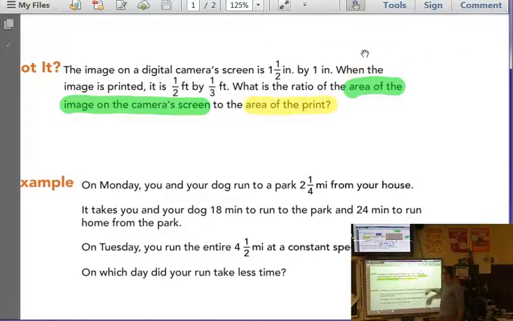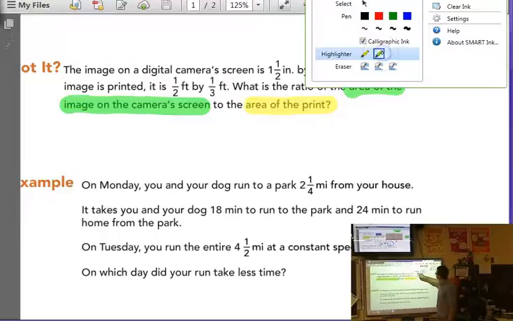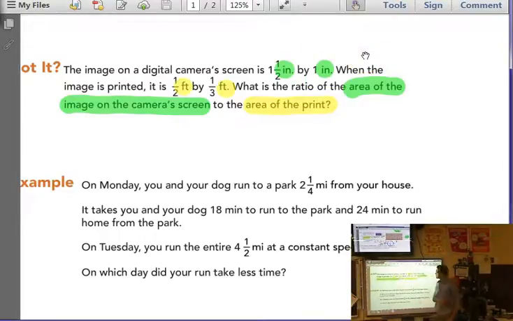I want you guys to try this on your own, but I want to get you started. What's the first concern that you see when you look at this problem? Ooh, haven't heard from you yet, Lily. We have inches for my screen, and we have feet for my print. It's easier to go to the smaller units. What's my smaller units here? Inches. Hayden, what's my conversion factor to go inches to feet?